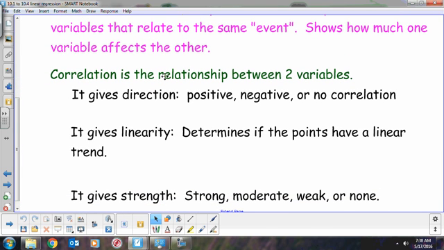Correlation is a relationship between two variables. It does not mean one caused the other. It just means there's a relationship. It can be positive, it can be negative, or there can be no correlation. It gives the linearity, determining if the points have a linear trend, and it gives the strength: strong, moderate, weak, or none. So that's what the R does. The R will tell us whether it is going up, whether it's going down, whether it's strong, moderate, weak, or none.